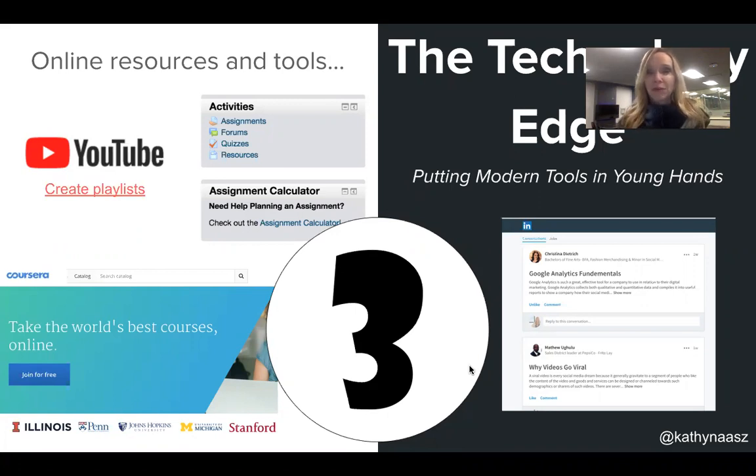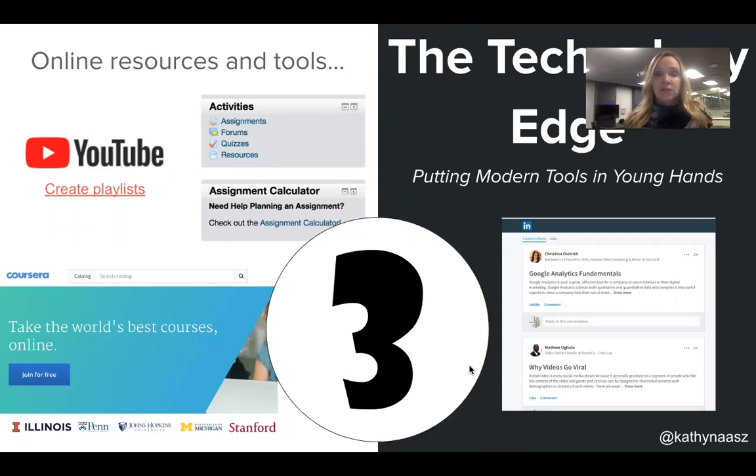Placing myself at the bottom of the 3. Technology edge. So again, these edges are not mutually exclusive. We would like to think about them separately to stimulate ideas in a focused area. And this one is about what technology and online resources can bring to our learning. If we put these modern tools into our learners' hands, how does that enhance their learning?